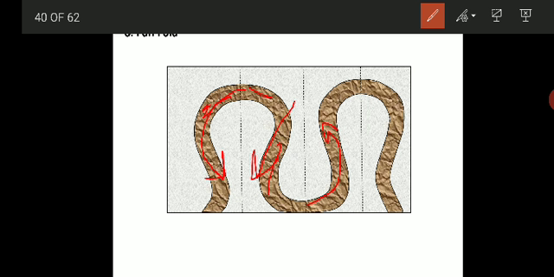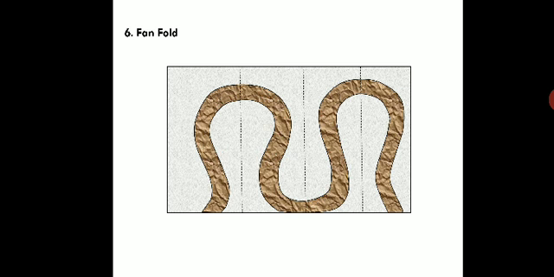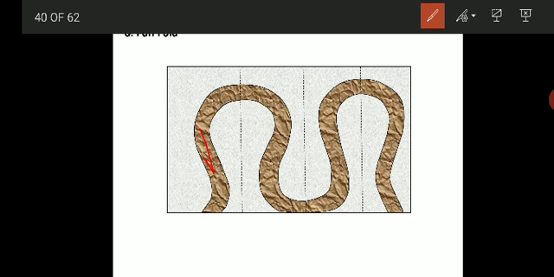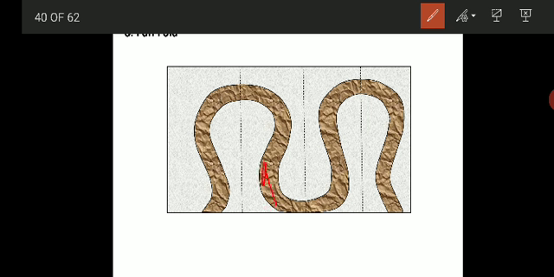This is because of the fan structure. Fan fold is one in which both the limbs are overturned. So in an anticline fan fold the two limbs dip towards each other, and in a syncline fan fold the two limbs dip away from each other. You can see here, in an anticline fan fold the two limbs dip towards each other, whereas in a syncline fold the two limbs dip away from each other. That is a syncline fan fold.